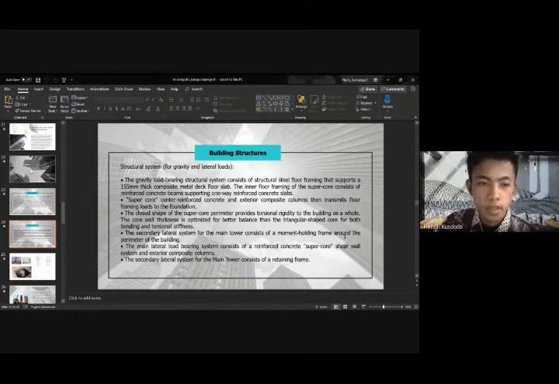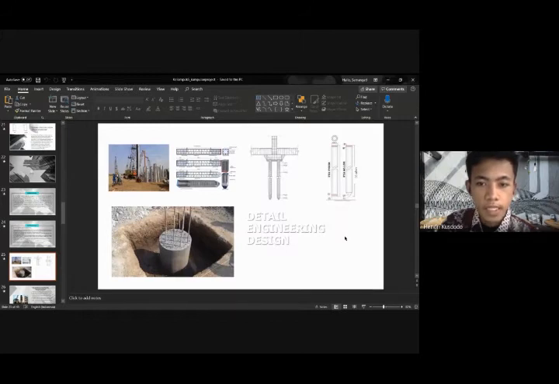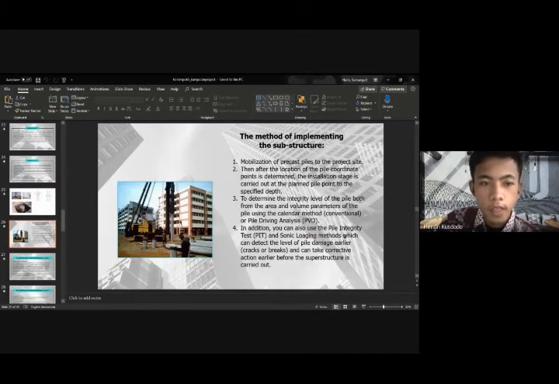The next, detail engineering design. You can see this picture. This picture shows the detail engineering. Okay, next.